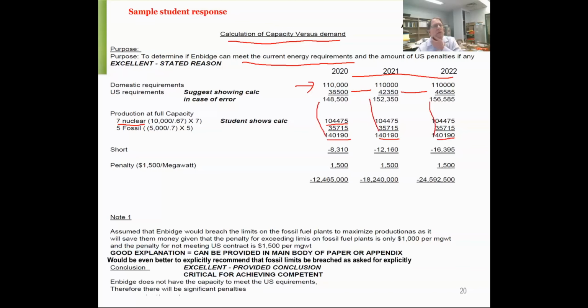Okay, so if I'm short and I breach it, I got to pay how much? Well, I got to pay 1,500. The penalty, right? 1,500 per megawatt. Now look at the assumption, people. Look at the assumption. Make sure everyone is with me here. Look at note number 1.